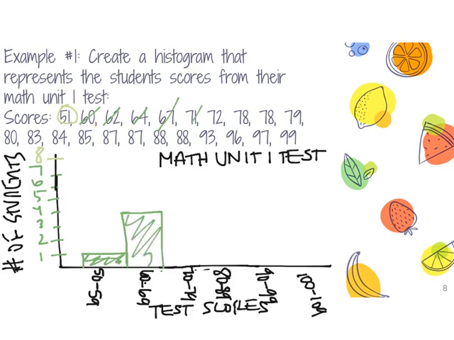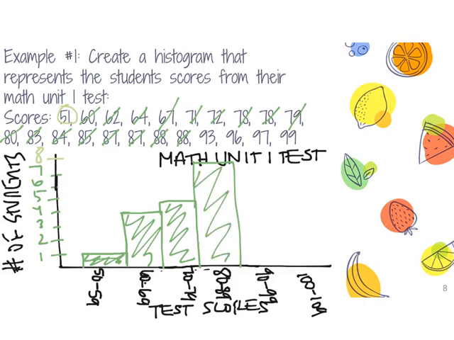Now 70, I have 1, 2, 3, 4, 5. So I'm going to go up a little bit higher to 5. And then 80 to 89, let's count those. 1, 2, 3, 4, 5, 6, 7, 8. Alright, we're going all the way up to the top here. And then I have my 90 to 99, so 1, 2, 3, 4. We're going back down, and then I don't have any 100 to 109s.